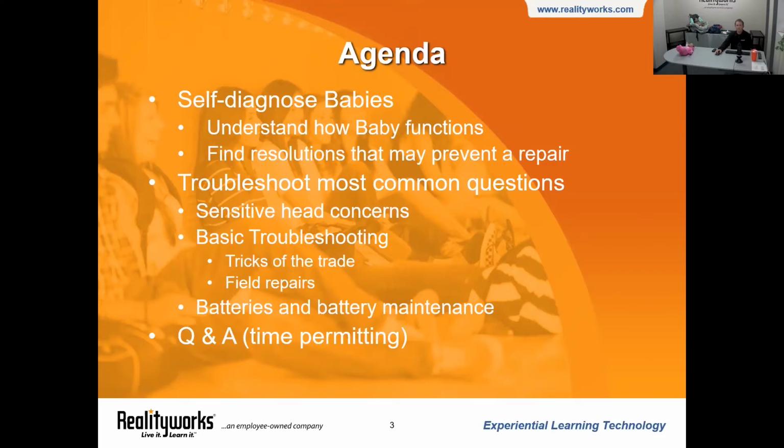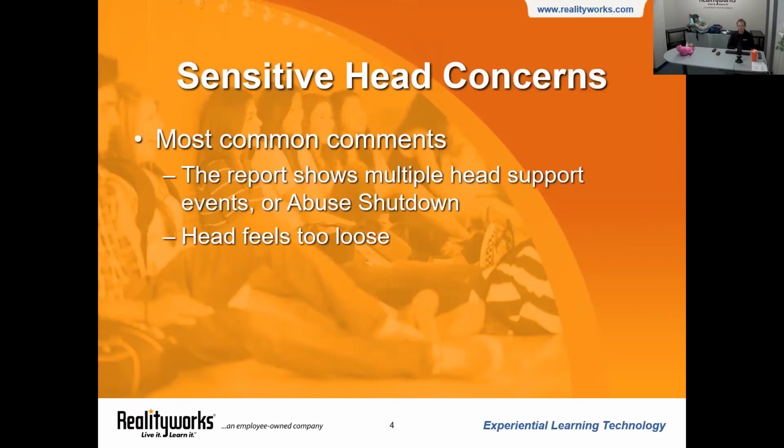So I'm going to go over what has actually been the most common phone call on the baby, which is sensitive head concerns. Most common comment that we get is that the baby is reporting multiple head support events on the report, or the baby comes back with abuse shutdowns, or maybe you feel that the head is too loose. There are things that you can do to verify if it is user error or if the head is out of specifications. And I will even show you how to do a sensitivity test.